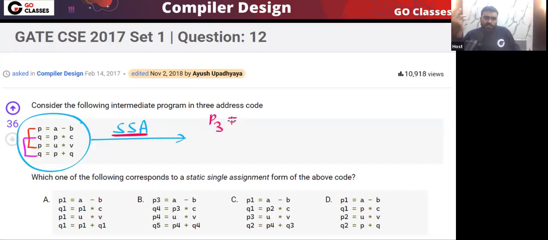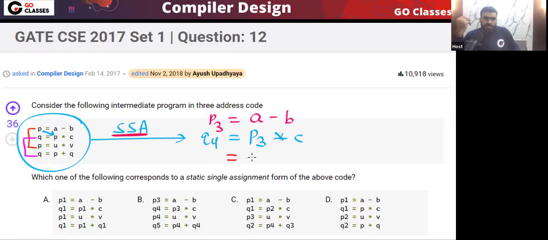This is just a different variable we are using. We are renaming the variable so that for any variable we do not have more than one assignment. So you can use P3, no problem. Now you should have P3, because this P you are using here, so you should have P3 into C. You can put that into Q4, no problem.